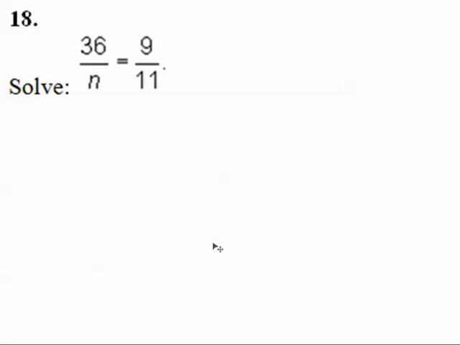Now we have two ratios that equal to each other, so we have a proportion. And our quick, nice way for solving the proportion was to multiply top times bottom and set it equal to top times bottom. So in this case, I get 9n is equal to 36 times 11. And that is 396. Then I have 9n, so I know that I have to divide by 9 on both sides to get n by itself. And I see that n equals 396 divided by 9, or 44.